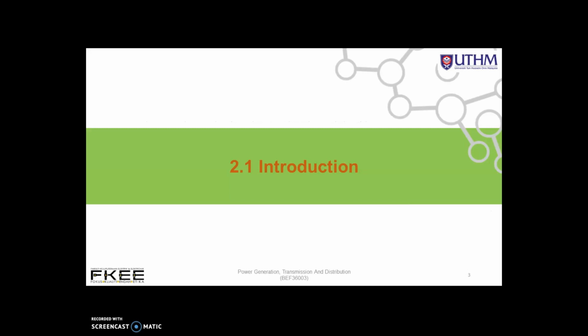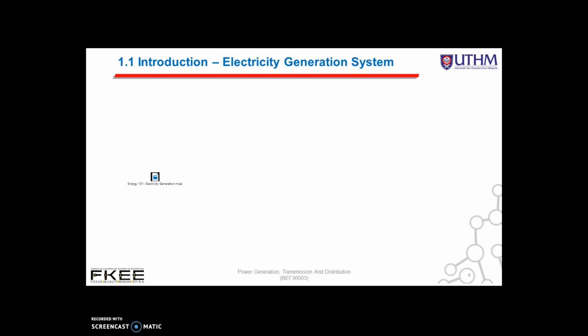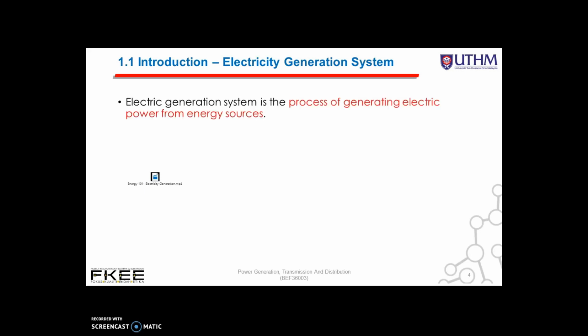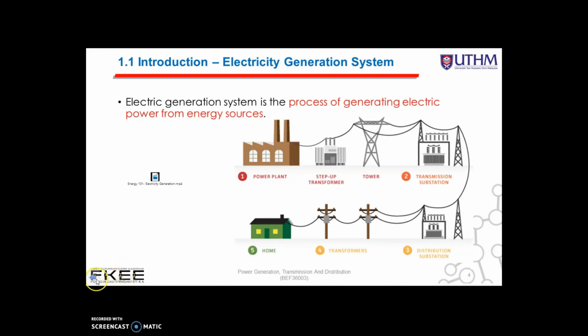So starting with the introduction. So what is an electricity generation system? As I mentioned in our previous class, the electricity generation system is the process of generating electric power from the energy sources. As you can see here, we start from the generation power plant, and then go to the step-up transformer. Normally in Malaysia it is from 11 kV to 132 kV, and it goes to the transmission line. The transmission substation goes to the distribution part. Then we have the step-down transformer here, and then it goes to the loads, which are the residential houses, the industrial, the commercial, etc.